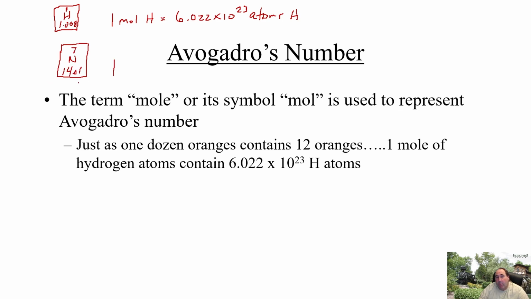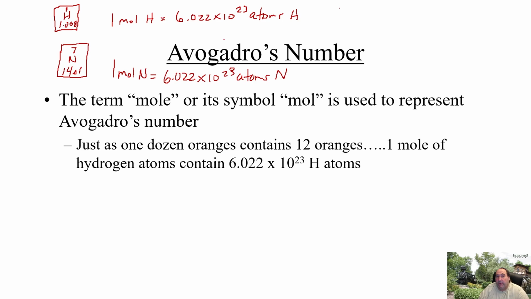And we can say the same thing. 1 mole of nitrogen would equal 6.022 times 10 to the 23 atoms of nitrogen. Now, just like we did previously for each of these, we could write two conversion factors.